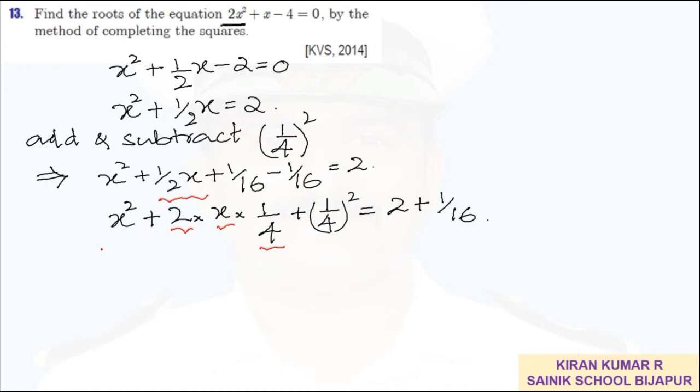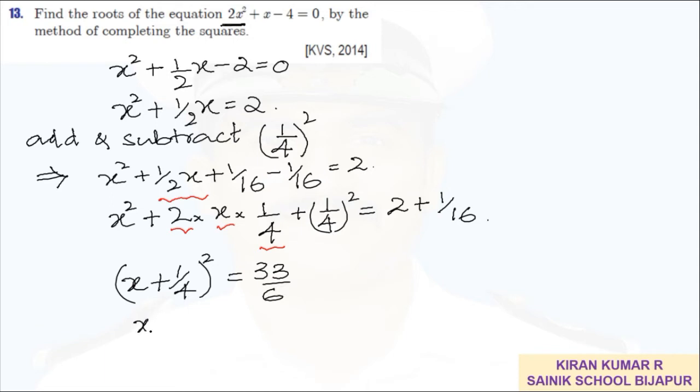Therefore, this particular thing which is there in the left hand side will be like a square plus 2ab plus b square, nothing but a plus b whole square, in this case x plus 1 by 4 whole square, equal to, what is the sum of 2 with 1 by 16? The LCM is 16. When we take the LCM, 16 has to be multiplied to 2. It becomes 33 upon 16.